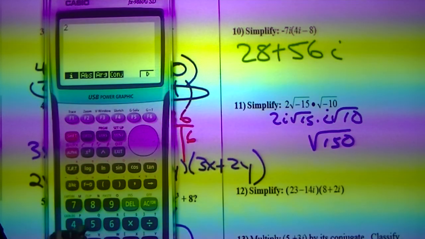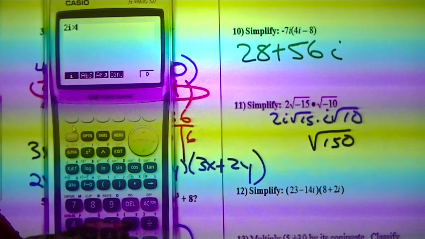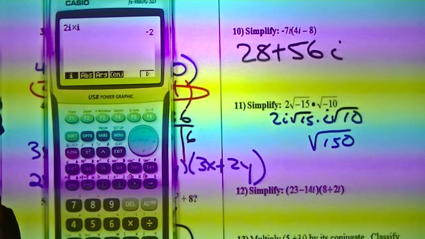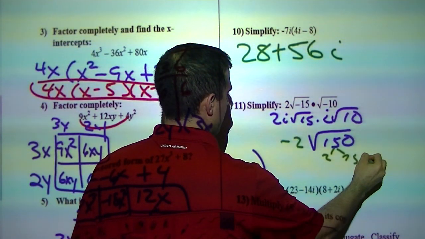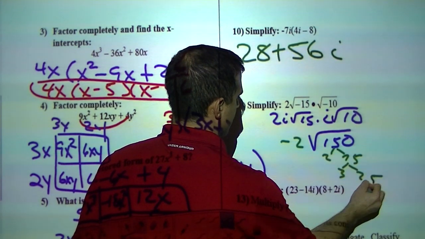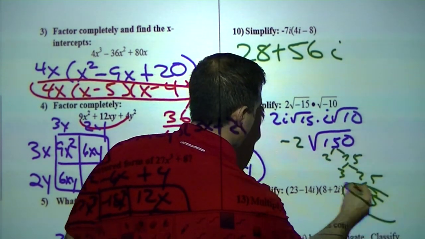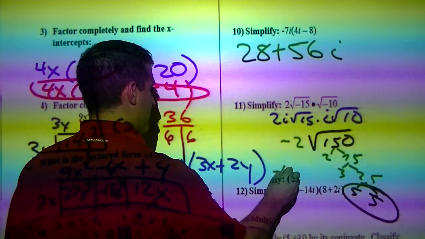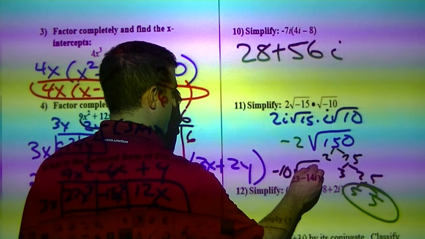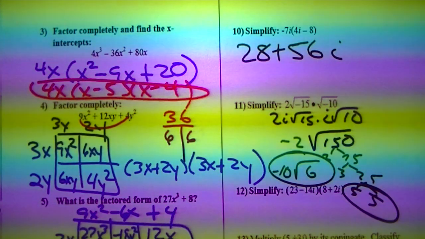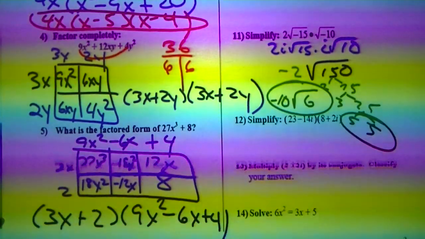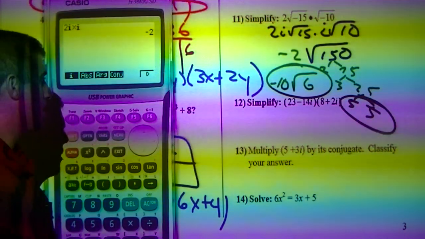You need to do 2i times i, right? Okay. So that gives me negative 2. Okay? So when I break this down, that's going to be 2 and 75, 3 and 25, 5 and 5. There's my pair. That times that would give me negative 10. That's the leftover, which is 2 times 3, which would be 6. Okay? 12. All right.